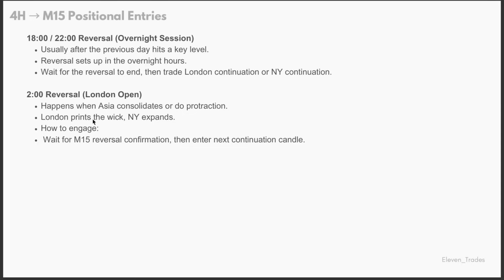Now the 2M reversal, which is also called the London reversal, happens when the Asia session consolidates or does that protraction phase. Protraction means creating the wick of the daily candle, the phase in which the candle is creating the wick. London prints the wick, New York expands. How to engage? You have to wait for the M15 reversal and then enter the next continuation candle, which I will be going over in the examples.